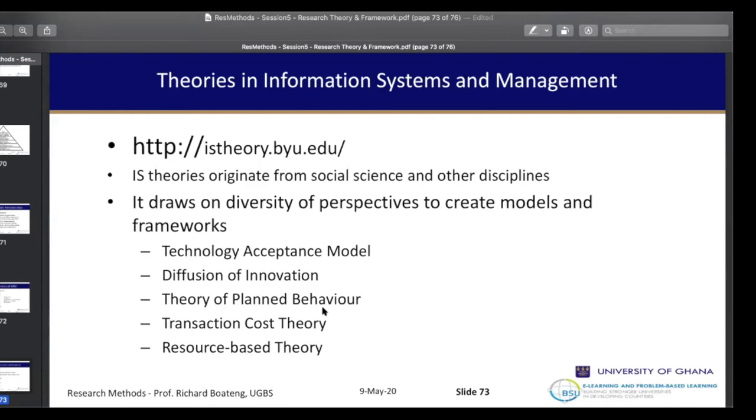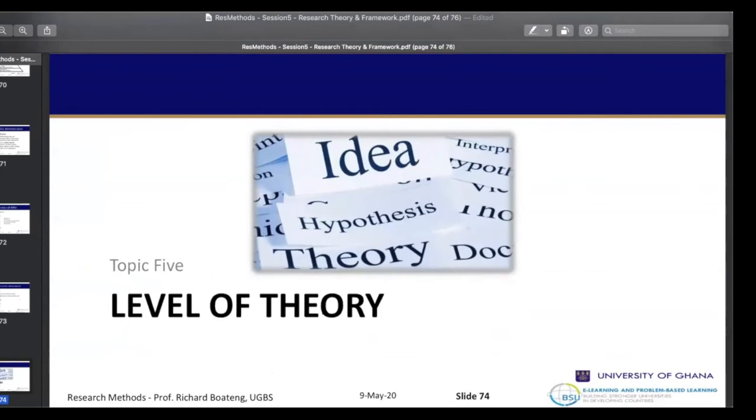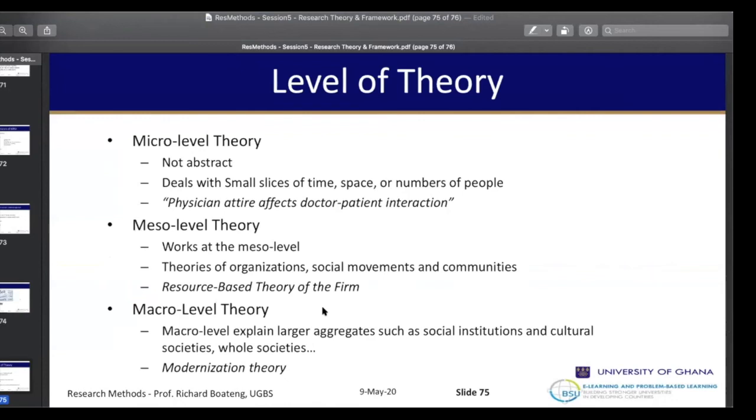Last part, level of a theory. Theories exist at different levels. Okay. So you have got a micro level in which the theory is targeting an individual concept. Then the meso level, that is targeting the firm level. So what's at the meso level? Theories for organizations or social movements or communities.